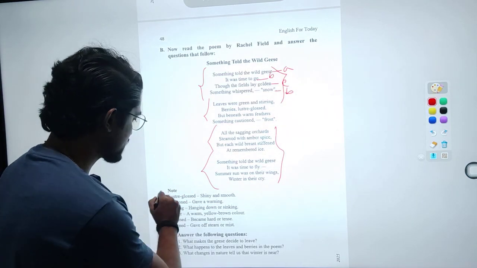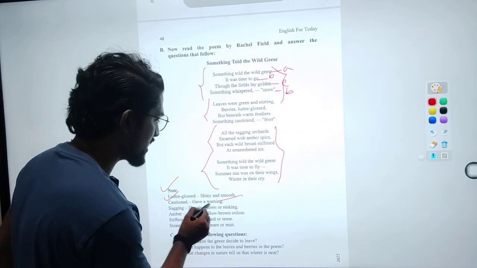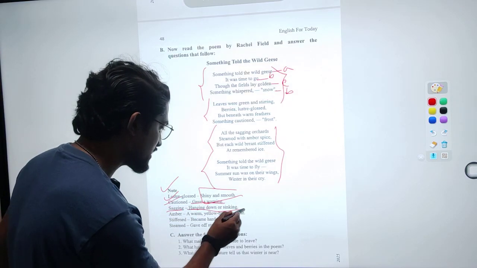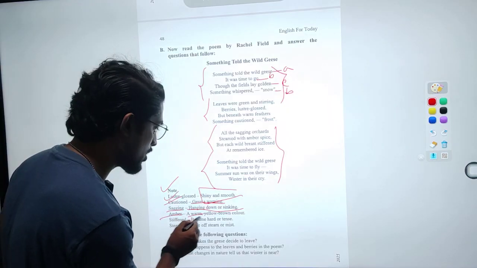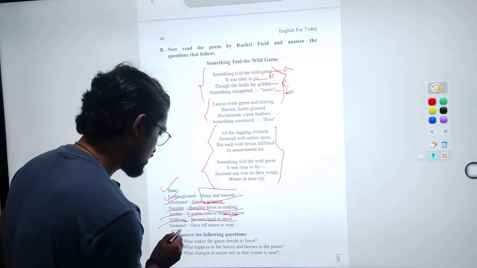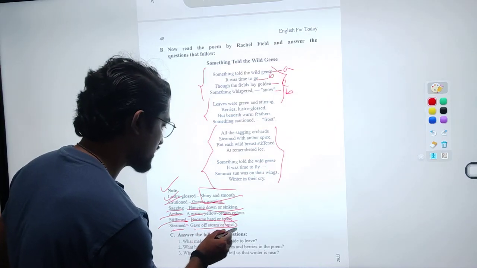Look, we got some words. Lustre close means shiny and smooth. Cautions, grey warning, sagging, hanging down and sinking. Amber, a warm yellow-brown color. Stiffen, become hard or tense. Steam, give off, stream or mist, kuasha.